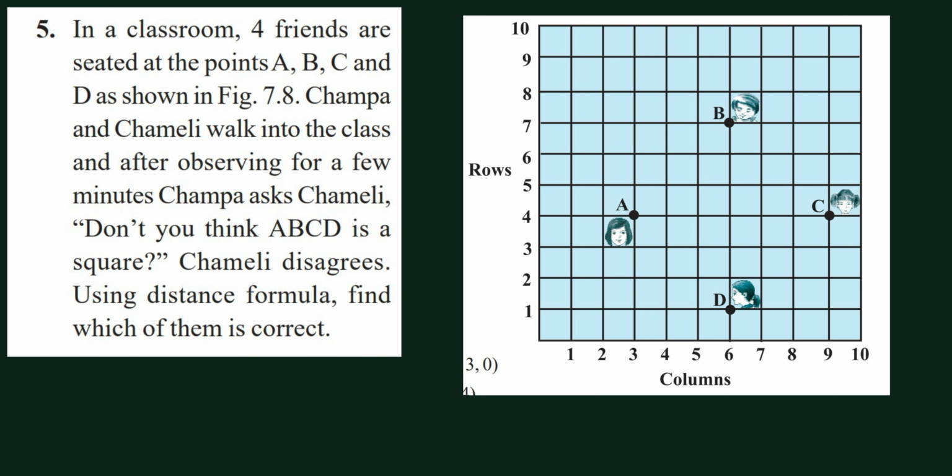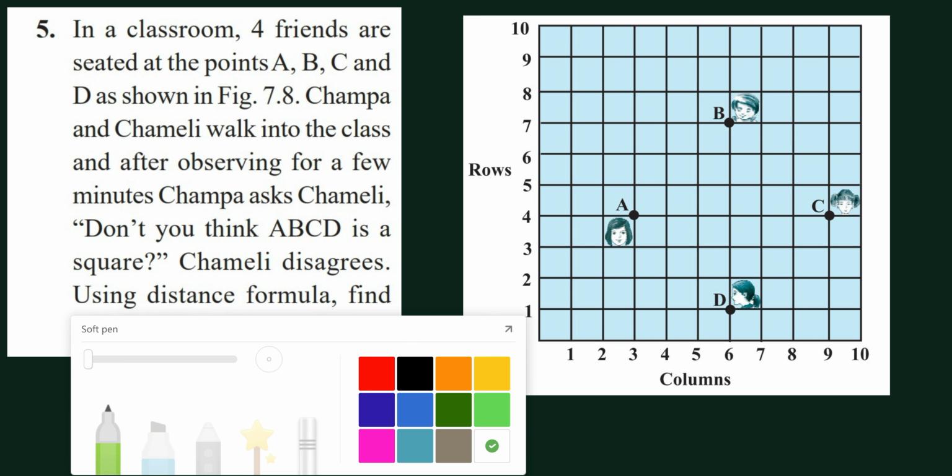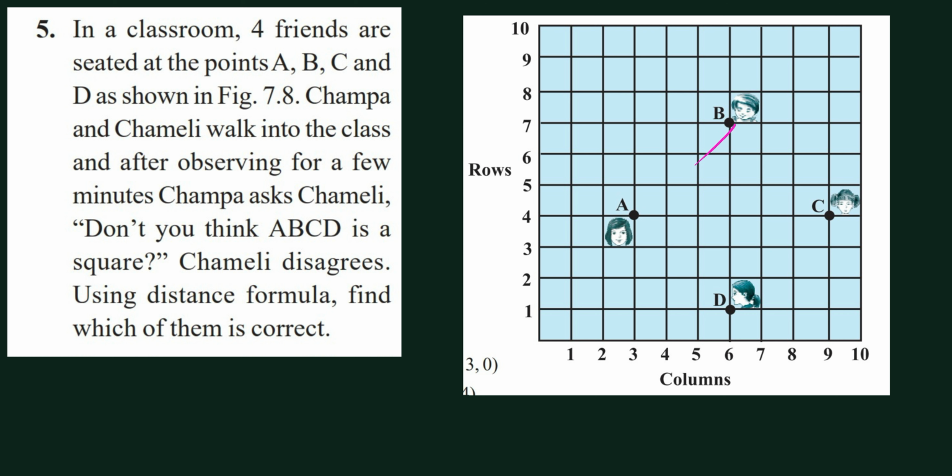You have to check. So to check this, first you join these points A to B, B to C, C to D, and D to A. Does it look like a square or not? To confirm this, you find the distances of AB, BC, CD, and DA.